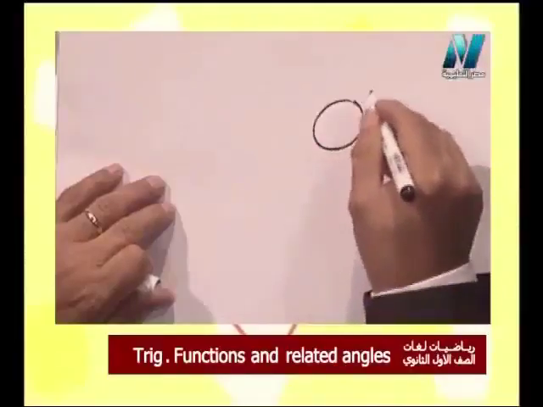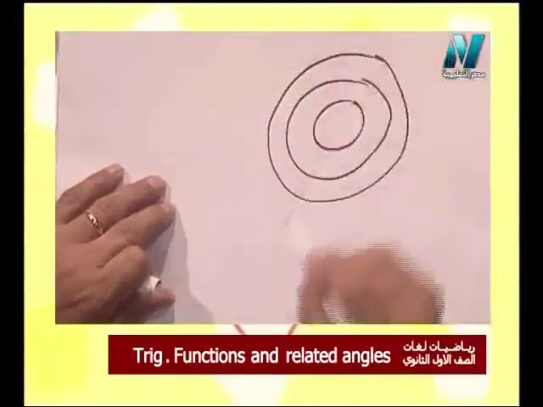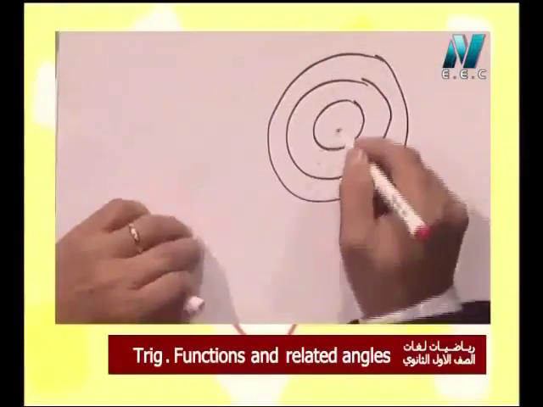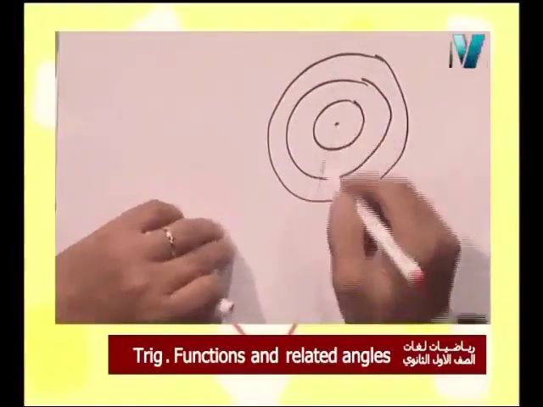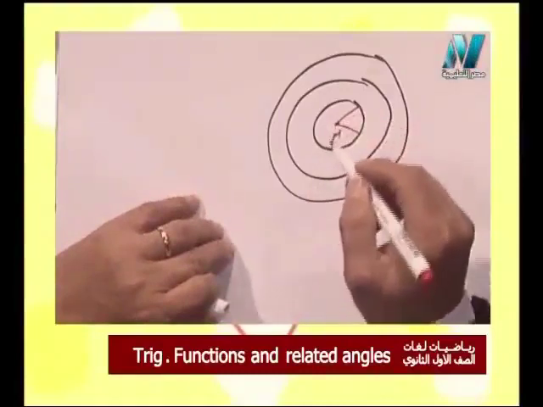We have missed the last episode about a question here. I would like to explain it to you, so concentrate with me, please. We have here many circles, but they have the same center. The center here is M, and we draw like that.